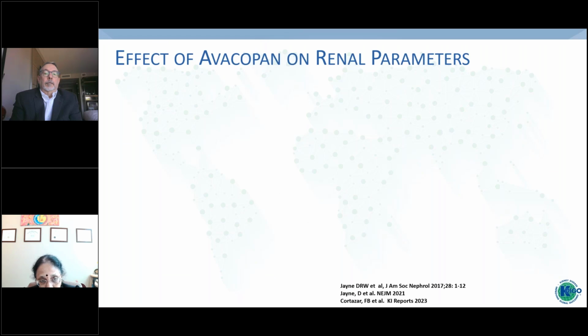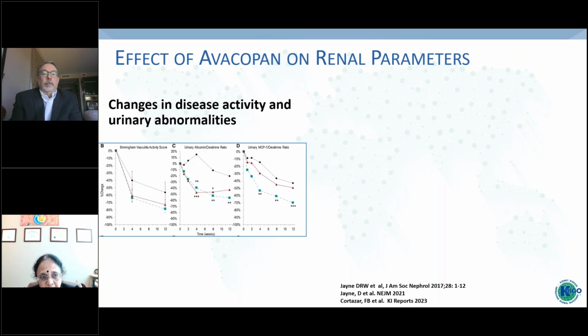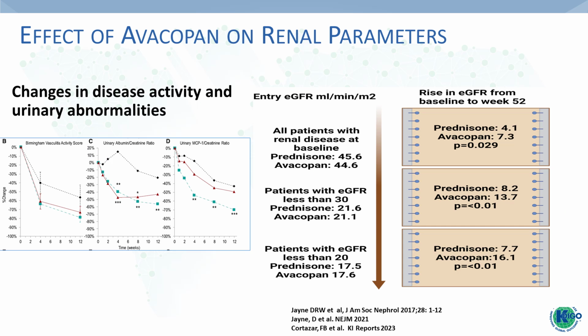The second thing that Brad mentioned about Avacopan is how it affects the kidney function. So this is data from the phase 2 CLEAR trial, which shows that the Avacopan group, which is the bottom group, the red and the green, had a faster decrease in both the vasculitis activity score, the urinary albumin creatinine ratio, and the MCP-1 creatinine ratio compared to the prednisone-only group, which is the blue one on the top. So faster decrease in the urinary parameters with use of Avacopan with or without prednisone in the phase 2 trial.